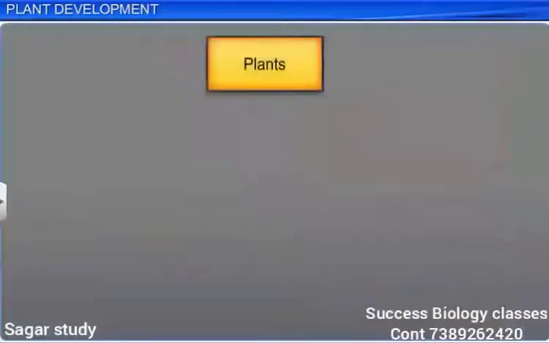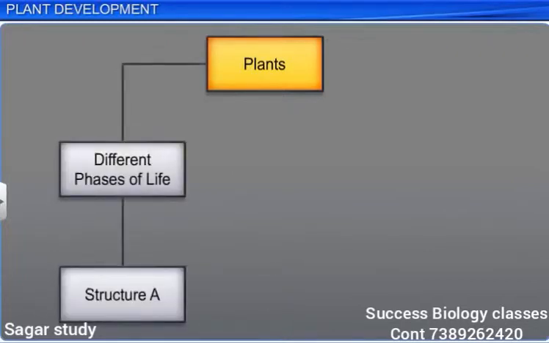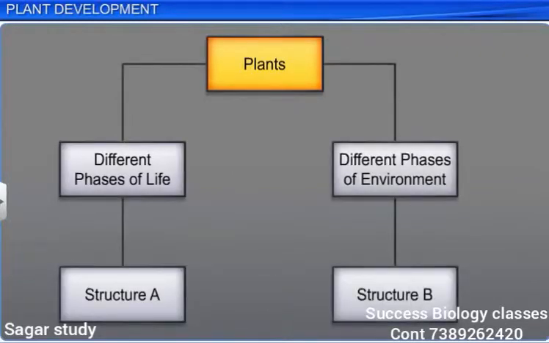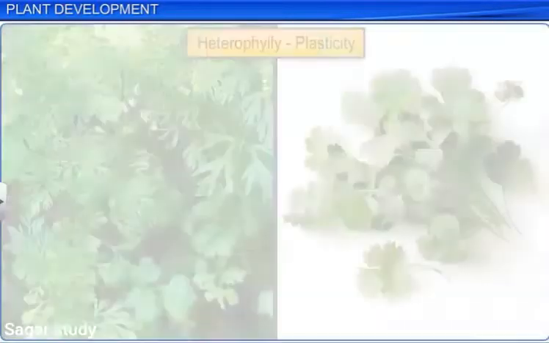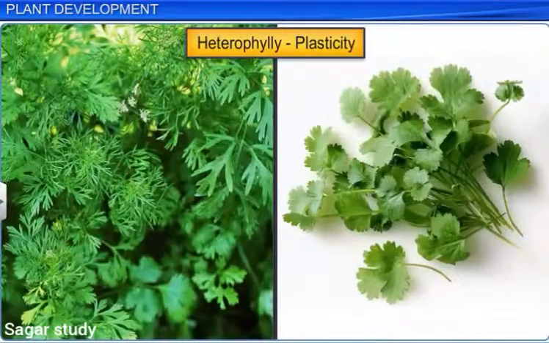Plants also develop different structures in response to different phases of life or the environment. This phenomenon is called plasticity. Heterophyly, the presence of more than one type of leaf, in the coriander plant is an example of plasticity in response to different phases of life.